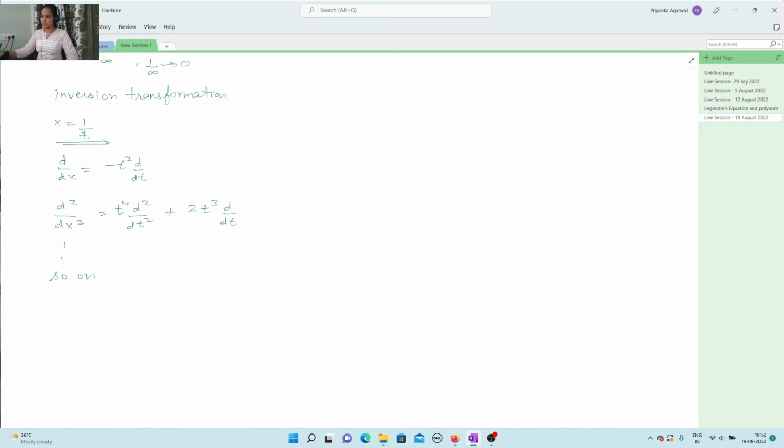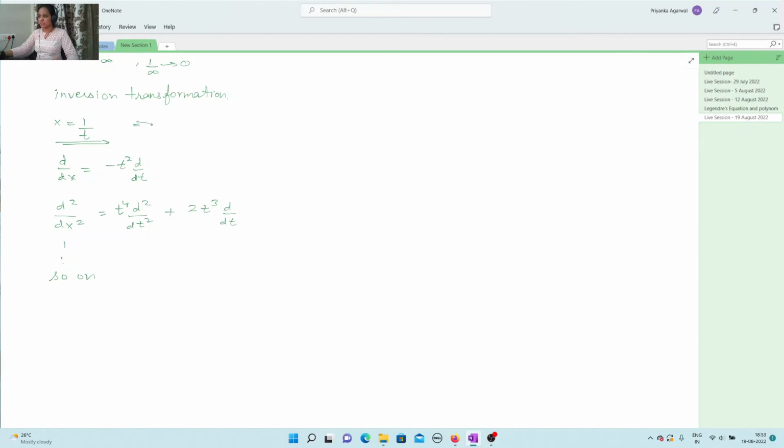Take x equals to 1 by t. How do we get this d by dx, d2 by dx square? If there is any doubt, please let me know now itself. Okay, that means it's clear. Ma'am, please explain d by dx once. Okay.